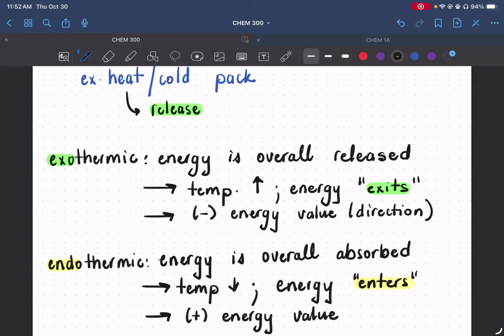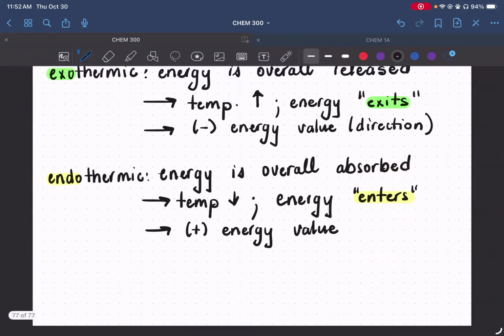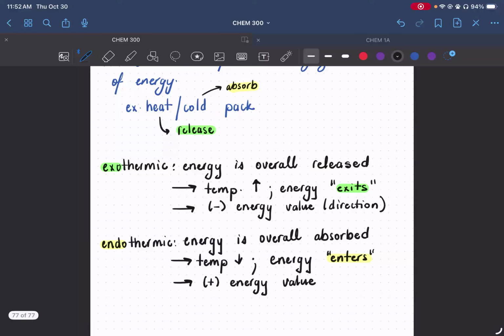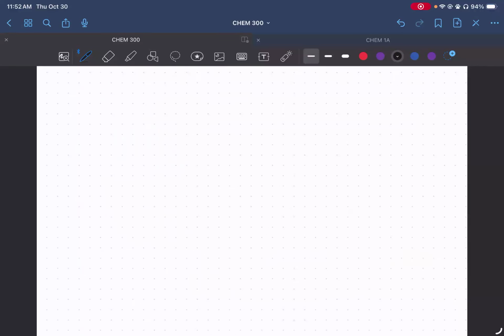So now we have the vocabulary to describe a reaction, depending on whether or not it absorbs or releases energy. All that's left is to understand one final concept, which is the standard enthalpy of formation.